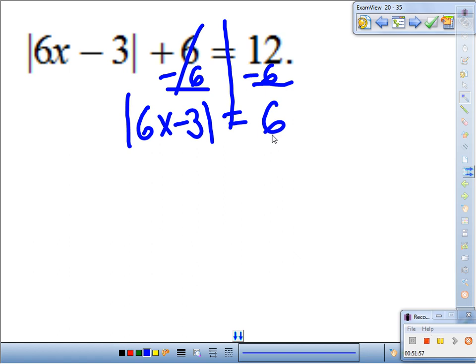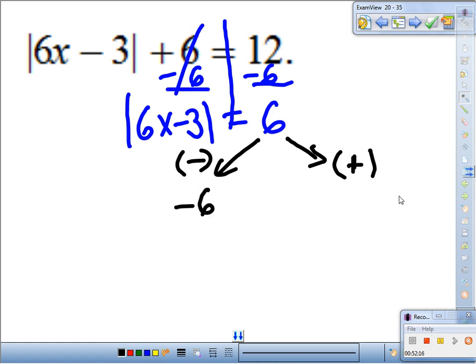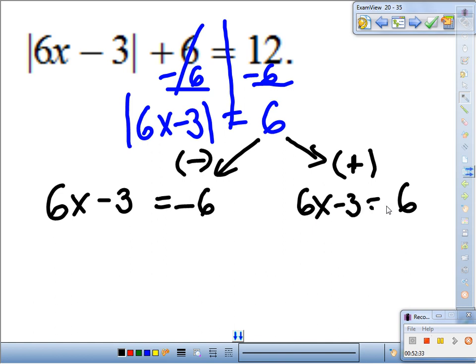Question. Is there anything outside the absolute value? No. So at this point, we're going to create two equations. One for my negative and one for my positive. So let's see. This is negative 6 and this one is positive 6. What do we write on the other side of the negative 6? We write equal sign and whatever is inside the absolute value. 6x minus 3. And over here the same thing. 6x minus 3 equals 6.